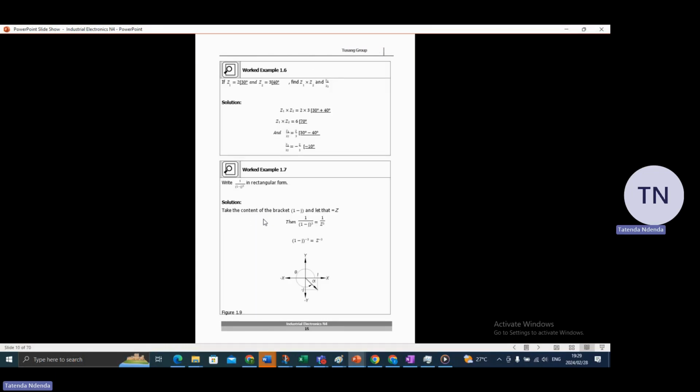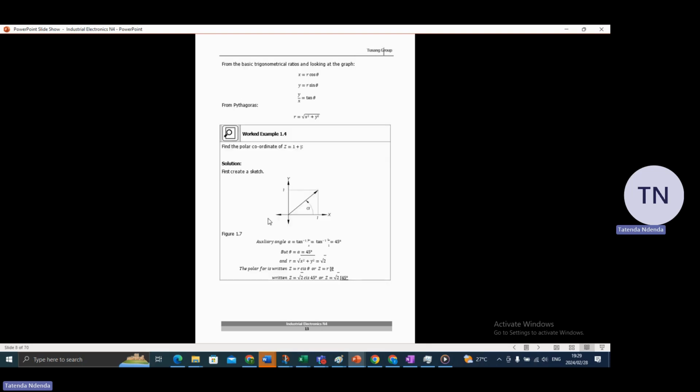complex numbers, whereby a lot of us were having problems on how to solve certain variables, right? For example, we're dealing with example 1.4, where we're asked to find the polar coordinate of z equals 1 plus j. The first thing we said we have to do was to create a sketch. So we did create a sketch, and we had some other colored diagram that we're now referring to.